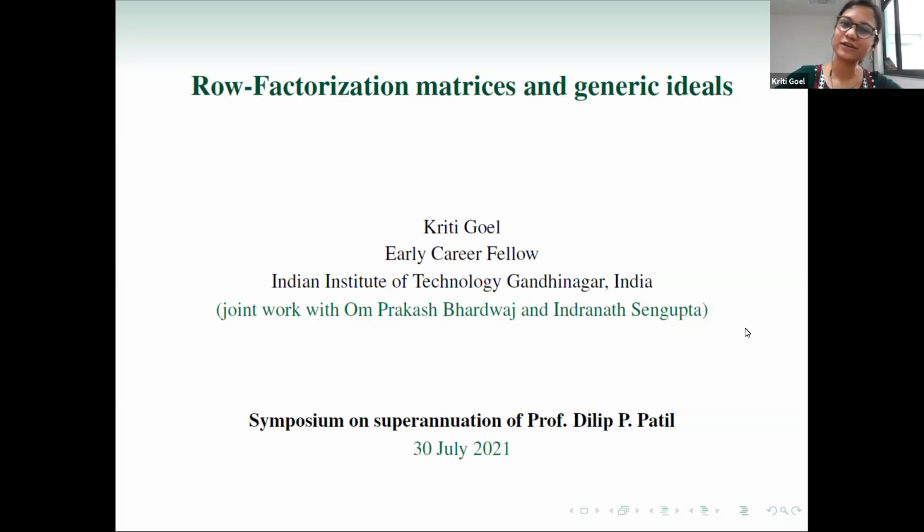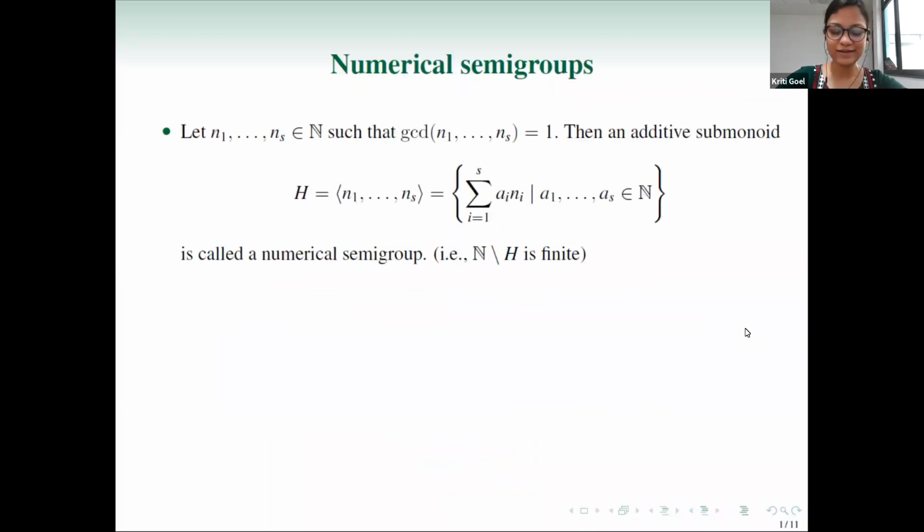So today I'll be talking about row-factorization matrices and generic ideals. This is a joint work with Prakash Bhardwaj and Indranath Sengupta. Of course, I'll be talking about numerical semigroups, which was a well talked about topic yesterday, thanks to the talks of Professor Herzog and Professor Sengupta. So today I'll take the liberty of picking up a few definitions which I wish to recall. Just for today's lecture, I will not dig deep into the essence of numerical semigroups, but just touch upon a few definitions which I will need.